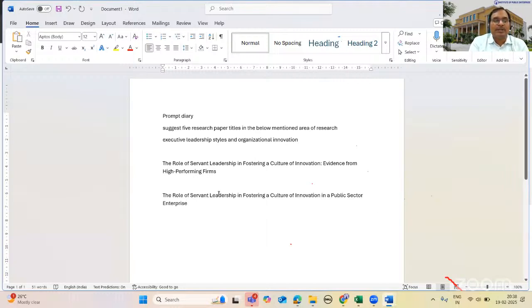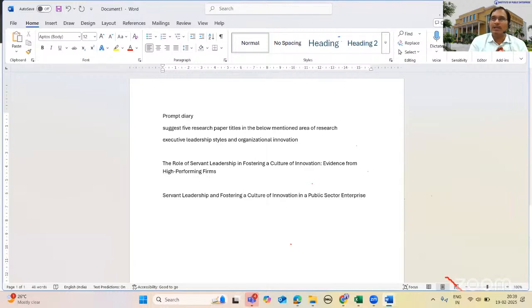Now, the title I have is the role of servant leadership in fostering organization. Again, I'll make some change here. Instead of this old pattern of a role of and so forth: servant leadership and fostering a culture of innovation in a public sector enterprises. Now I have revised this title.